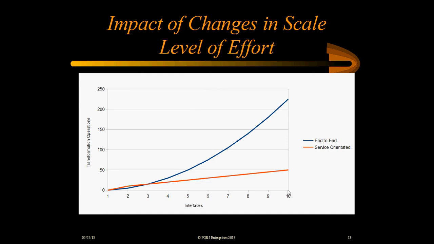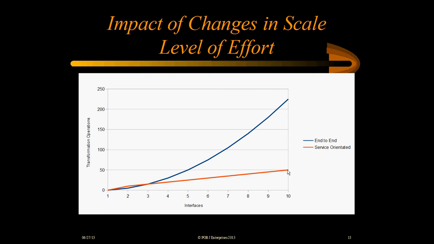We can also look at this in terms of transformation operations. Transformation is where you go from one format to another. Okay, and again, we can see, let's just look at 10. We can see we got 225 transformations under an end-to-end approach versus 50 under service oriented. And I'm sorry, when I described transformation operations, I was talking about the number of things we have to do and we have to deal with.